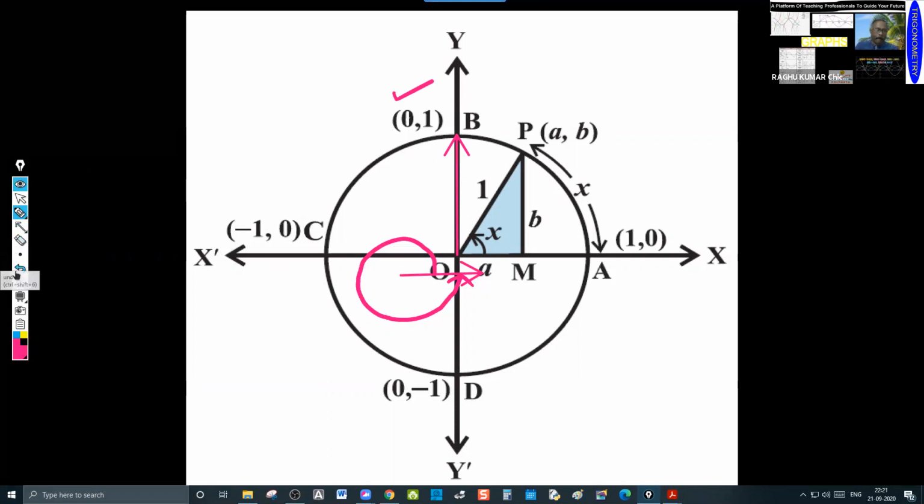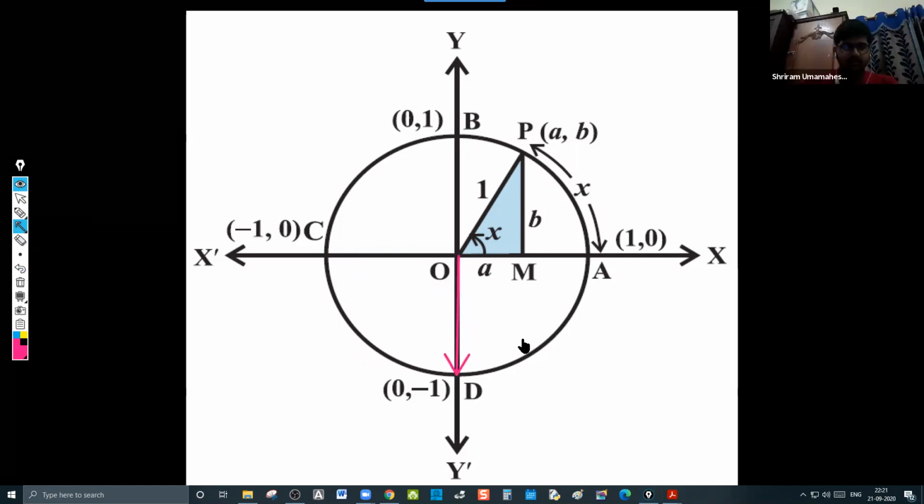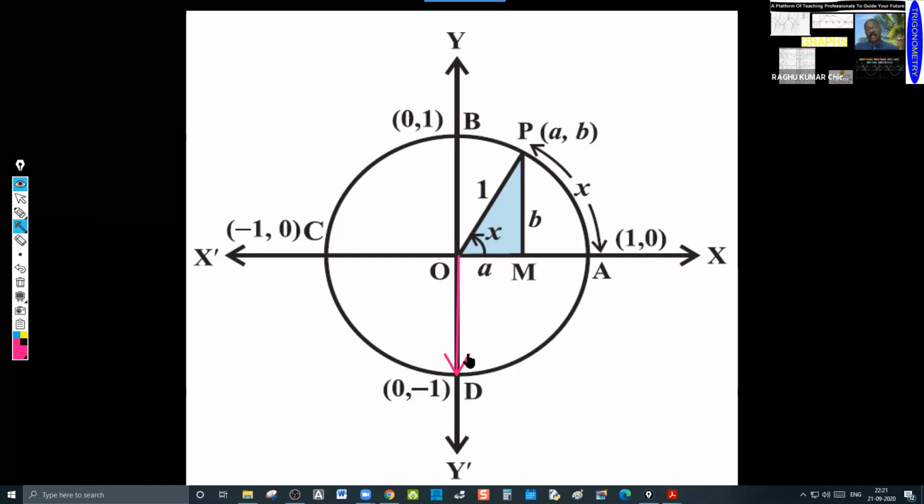Cos pi, please. This one. So it's minus 1. Good. Sin pi. It's 0. That's good. Similarly, what is cos 3 pi by 2? 0. And what is sin 3 pi by 2? Minus 1. That's good. Similarly, now where Maurya got confused is this one.